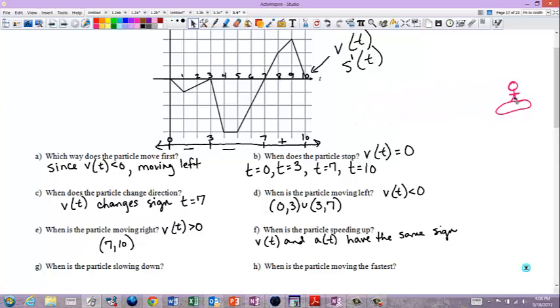When I push the accelerator down, I'm speeding up. When I let off the accelerator, I'm slowing down. When I let off the accelerator and I'm going forward, the acceleration is negative and my velocity is positive, so that means I'm slowing down. If I'm going backward, I don't really work with that. So just when they have the same sign.